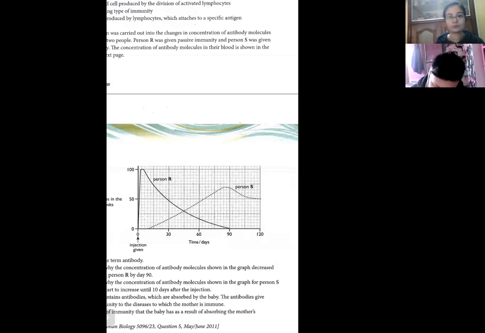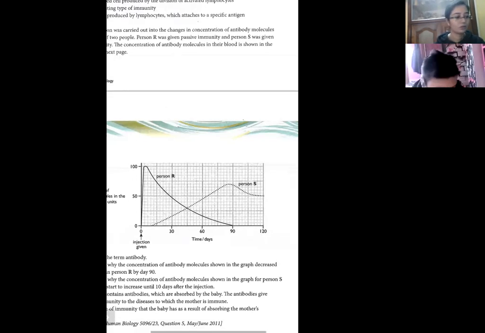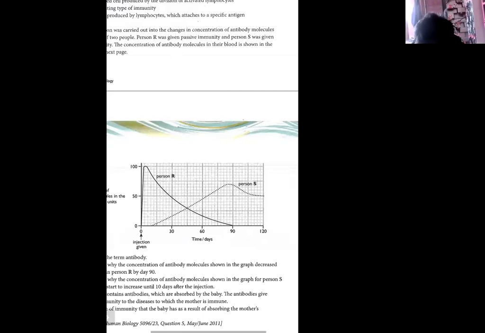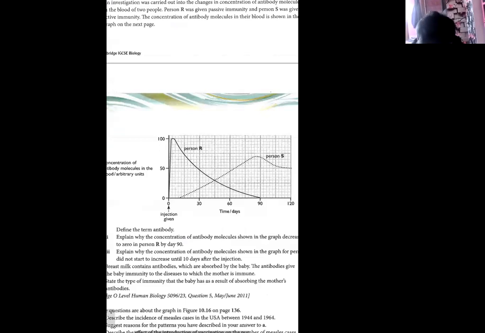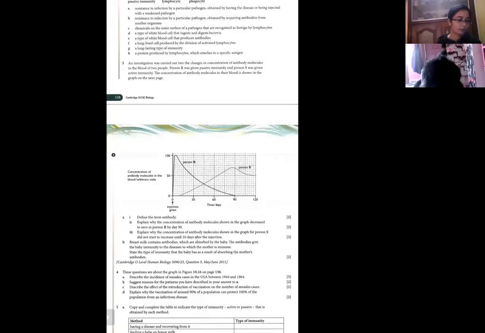Right. Question number 2, ma'am. 3, not 2. Question not. Write the answer. Oh, ma'am, I'm doing 3. Right. The concentration of antibody molecules. The concentration of antibody molecules. So this is question number 2. No, question number 3A2. Question number 3. Question number 3A2. Question number 3A2. Okay.